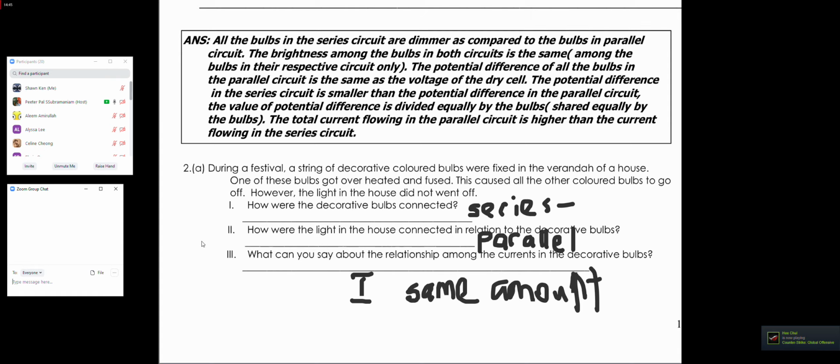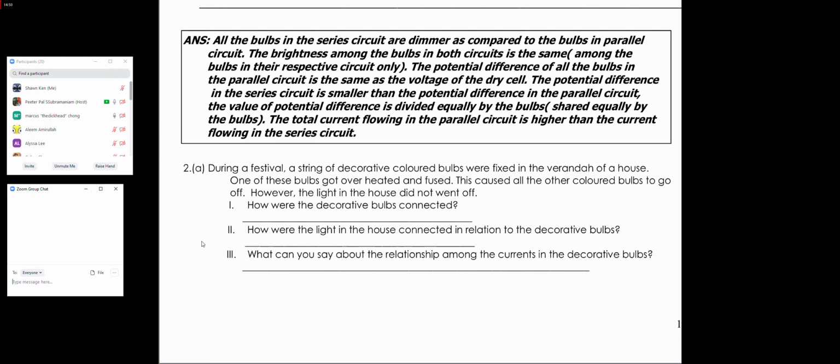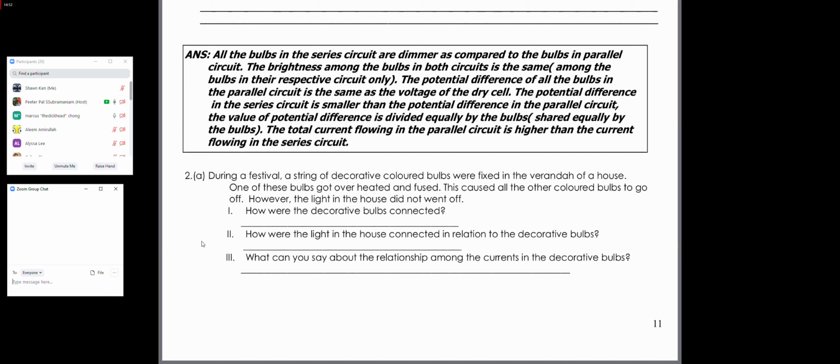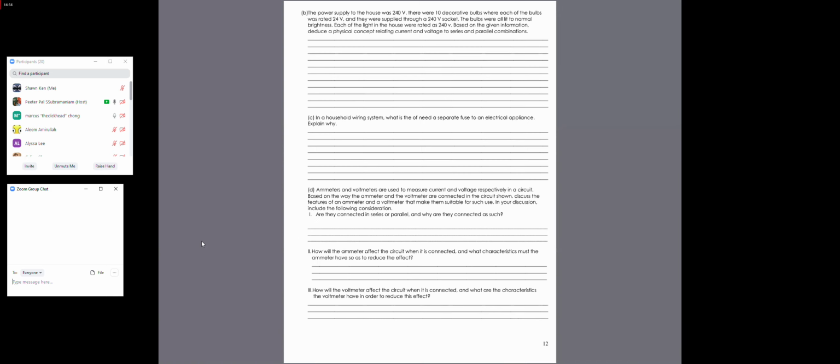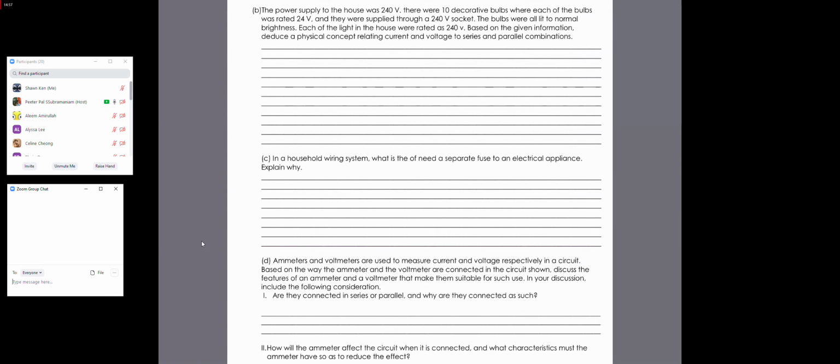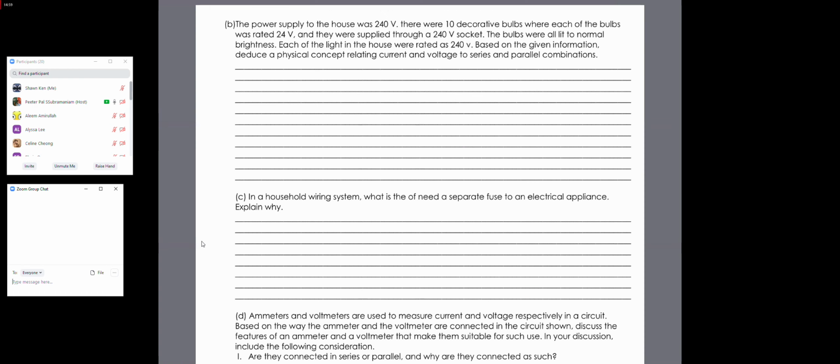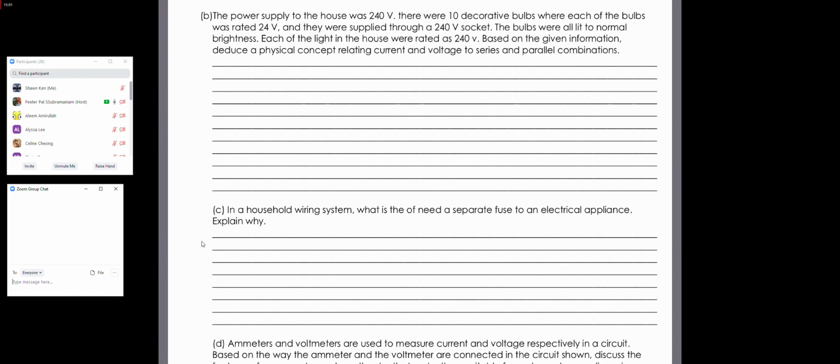Okay, clear? Clear. Okay, next. The power supply to the house was 240 volts. 10 decorative bulbs were used, where each bulb was rated 24 volts. The decorative bulbs were arranged in series. So for each bulb, 240 divided by 10, each bulb is getting 24 volts, right?